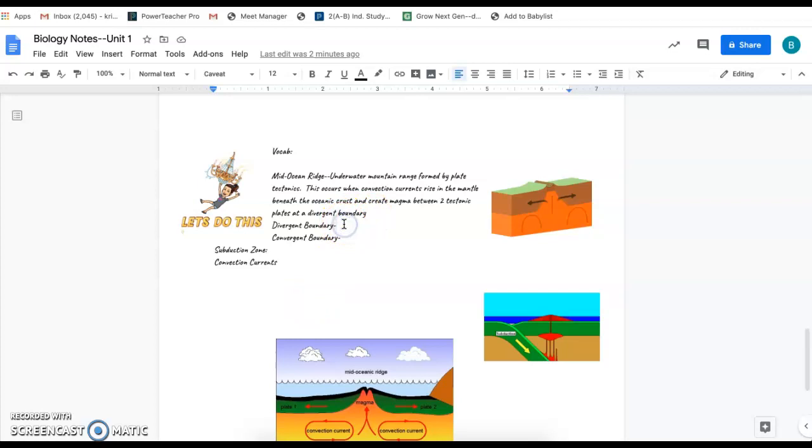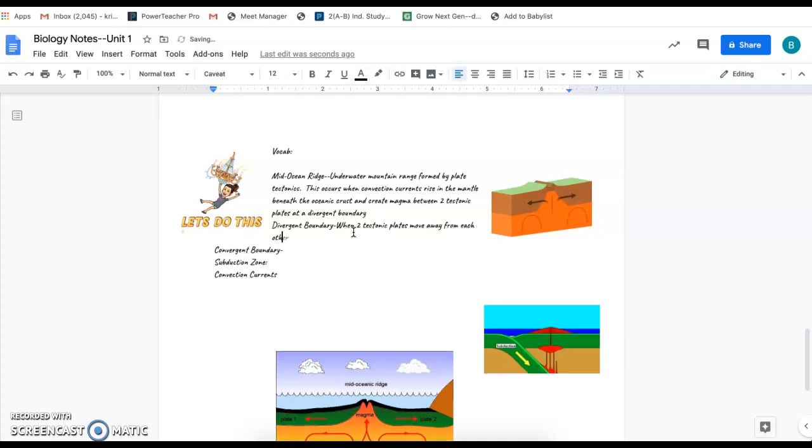Now the next one we're going to talk about is a divergent boundary. Okay, so a divergent boundary is when two tectonic plates move away from each other. Okay, so that's pretty simple, right? So at a mid-ocean ridge, there's a divergent boundary because we have these two plates, one here and one here, that are moving away from each other. So that is a divergent boundary.